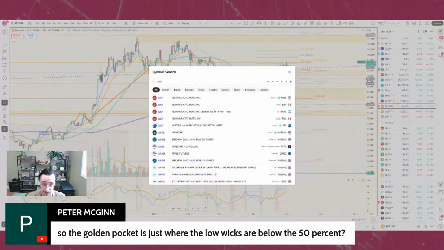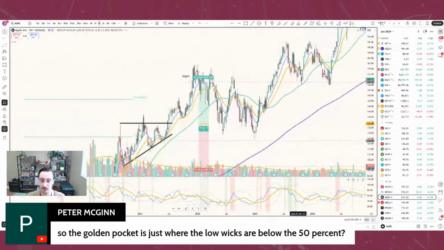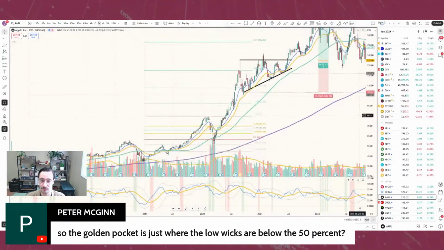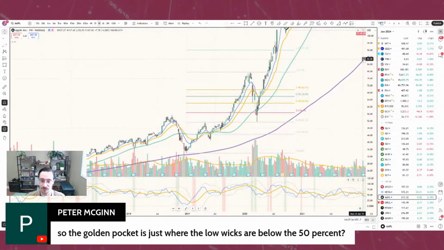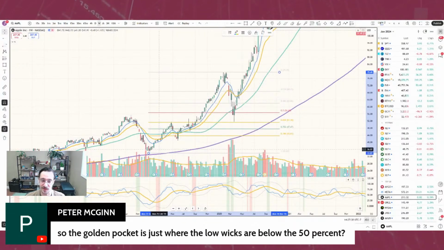But let me pull up Apple because it's a really good example. Here we go. So Apple had this big parabolic move, right? And then it just fell off a cliff for a few days. So when you have this range, you're looking for the golden pocket, which is the 0.62 fib, 0.78. It's that zone. So it's pretty deep in a discount under the halfway here.